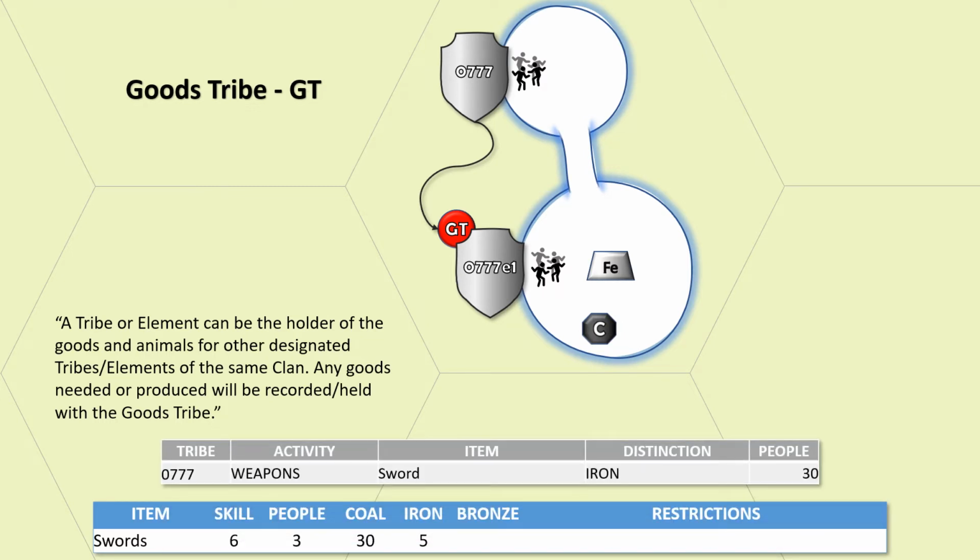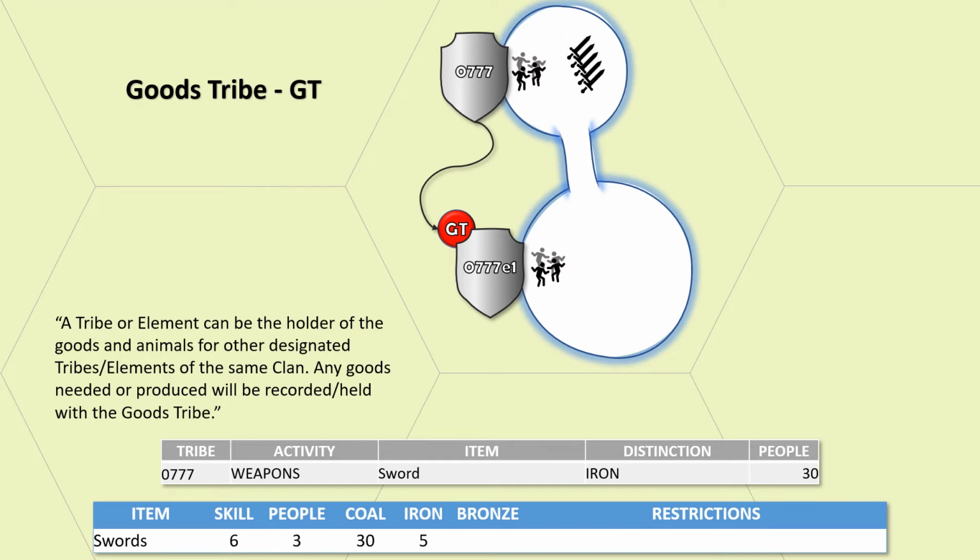So if the tribe at the top 0777 had the skills in making the weapons, then in activities we would say activity weapons, making the item sword with the distinction of iron, so it being an iron sword rather than steel, and with 30 people. So 30 people would make you 10 swords. What that does is it makes available during the activities phase the coal and the iron to the tribe making the swords at the top.